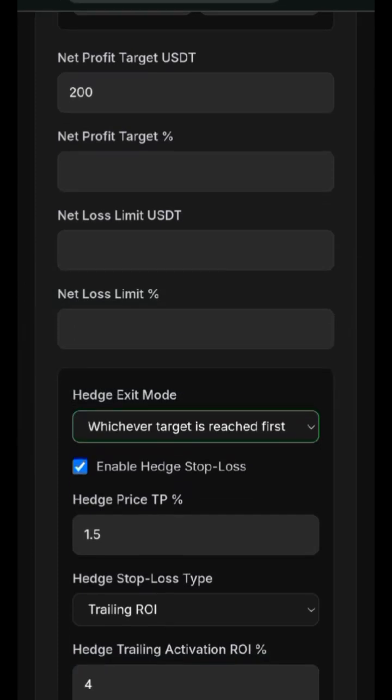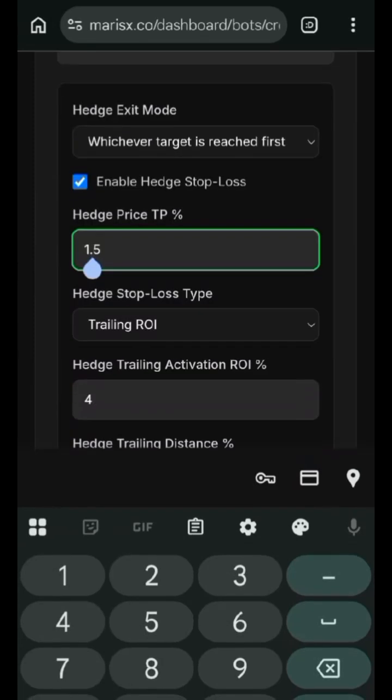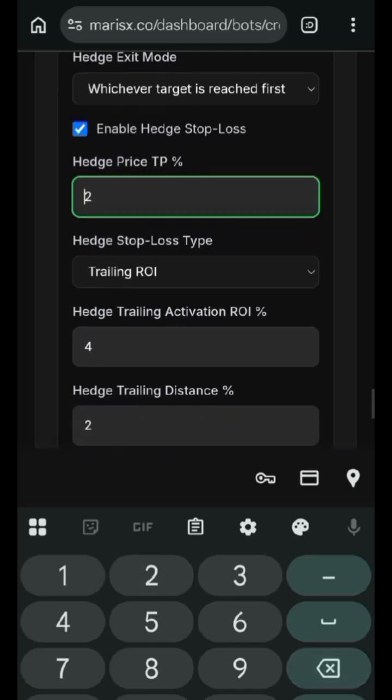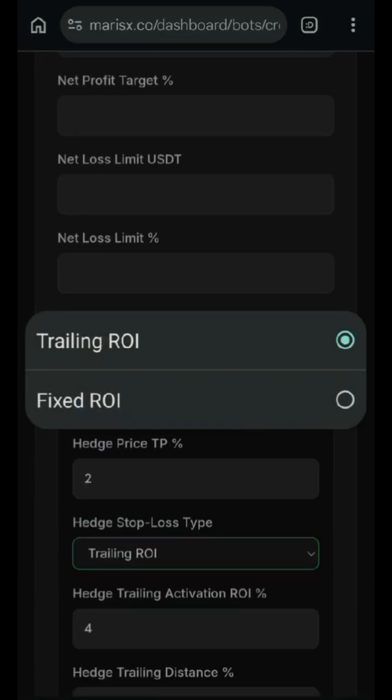And then for this particular setup, we will also enable hedge stop loss. All right, so here you can set hedge price TP to 2%. Okay, set it to 2%. And then now you come here, you see hedge stop loss type. So we have trailing and fixed. Like I said, I always recommend trailing stop loss, instead of fixed stop loss that we close, and at the end of the day the market may still go in your favor. So we select trailing ROI.